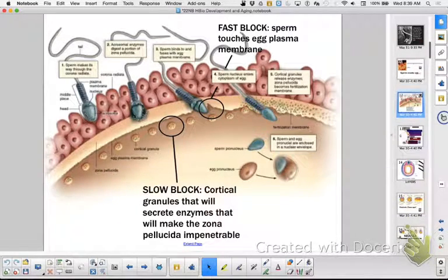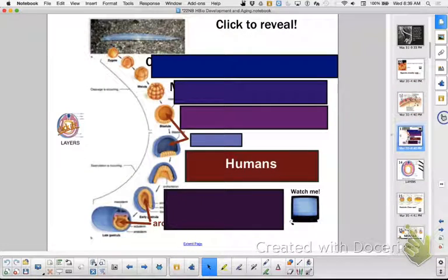Then we said that in the early stages of development, right after the sperm fertilizes the egg, it does a lot of really quick cell cycles. And remember, the cell cycle consists of I and M, right? I stands for what? Interphase. There are three parts to interphase. What are they? G1, S, G2.